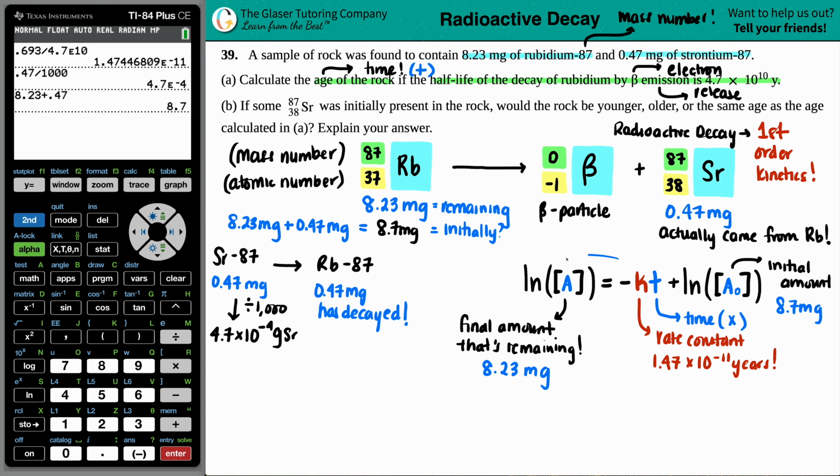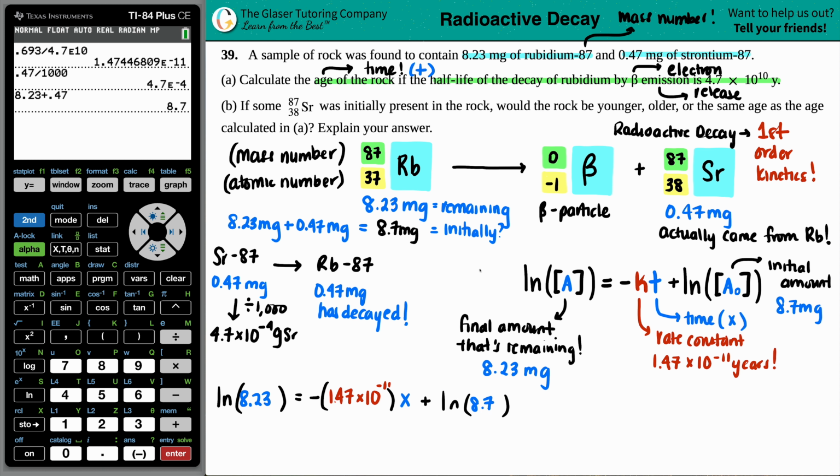So we now have everything. Finally, we're going back to this equation. We're going to solve for that time. So let's just plug it in. So let's see. We might have enough room here. ln of equals negative. I'm just kind of putting the brackets together. Plus ln of, we'll pull this down a little bit. Okay, so we got ln of 8.23 equals negative the K value 1.47 times 10 to the negative 11th times the X value plus ln of 8.7.